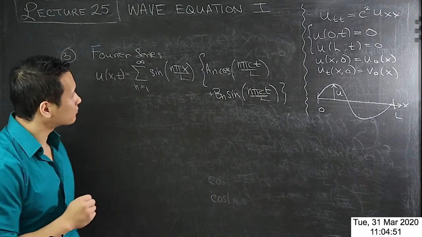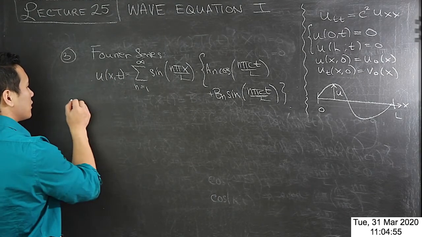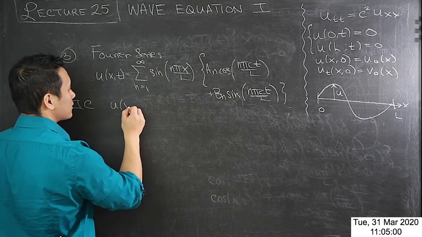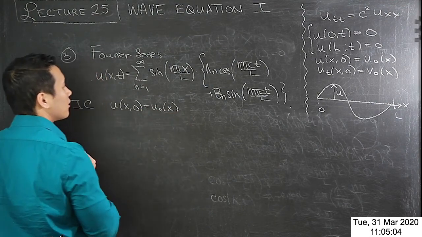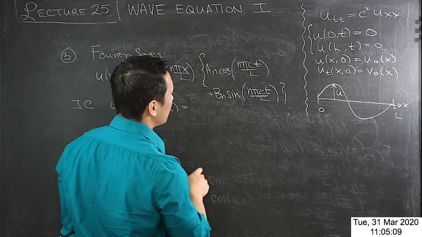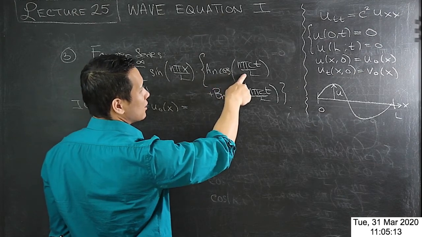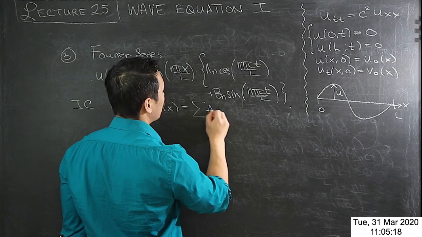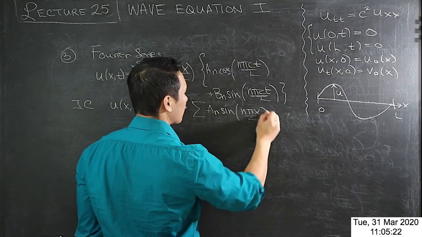Like this. Okay, and then what you're going to do is set t equal to 0. So the initial condition, let's call it IC: I have u of x, 0, which is u naught of x. That has to be equal to, and then you simply stick in t equal to 0 here. When I stick in t equal to 0, the sine disappears, and the cosine of 0 is then 1, and I'm left with just the series of a_n times sine of n pi x over L. Aha.